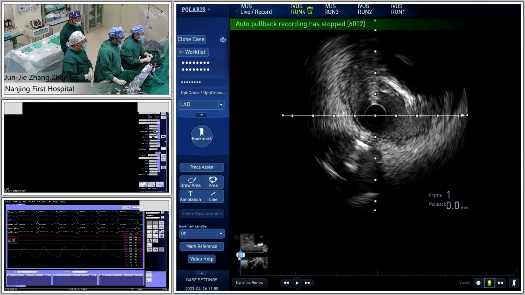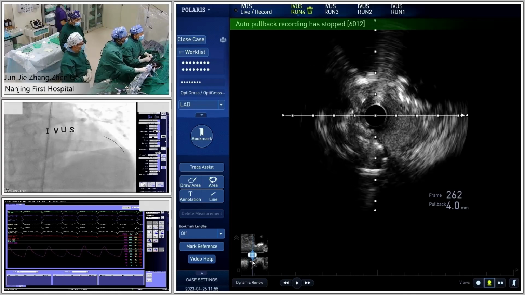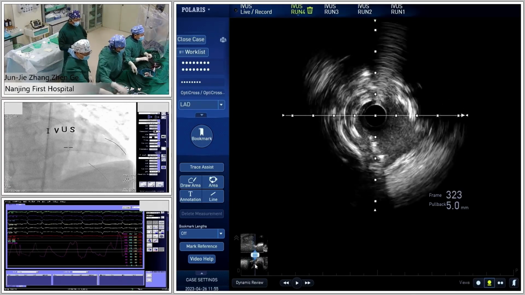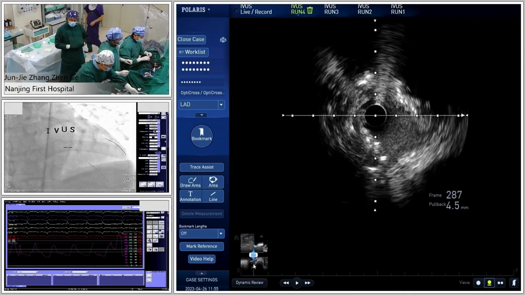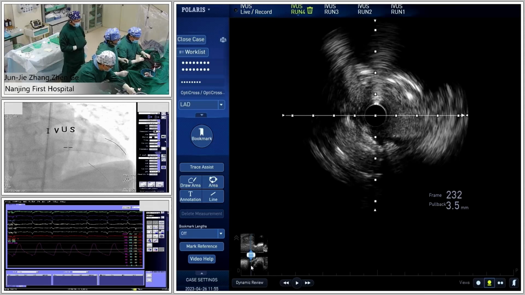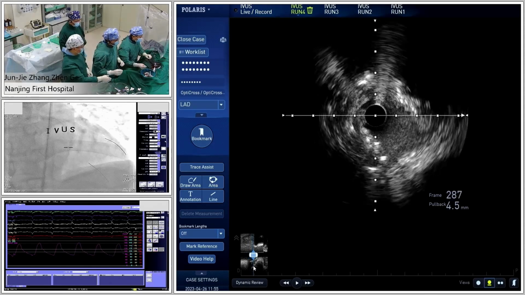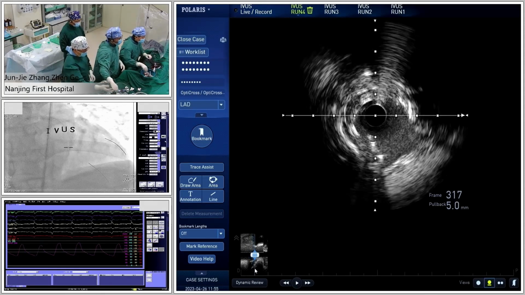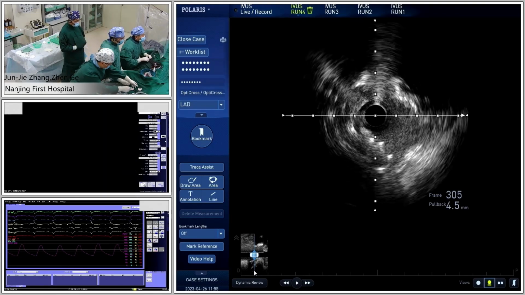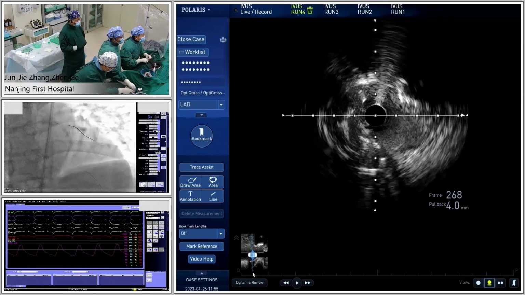Maybe we need to change to another stent cell. Yeah, here. It's a proximal cell. I think it's the right cell. What do you think? Proximal cell, very proximal. Just one strut. So we wire again.